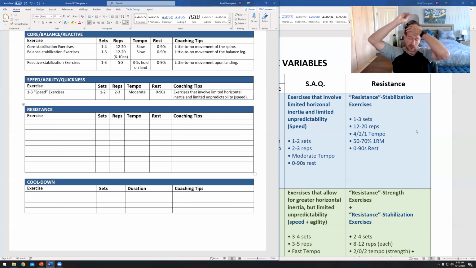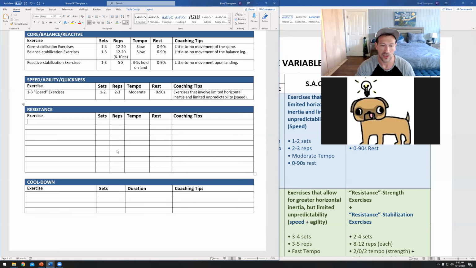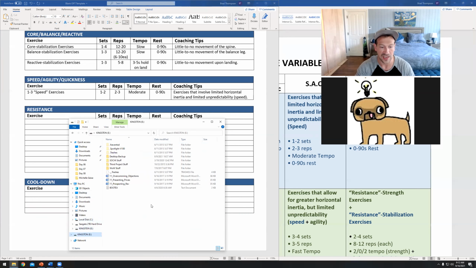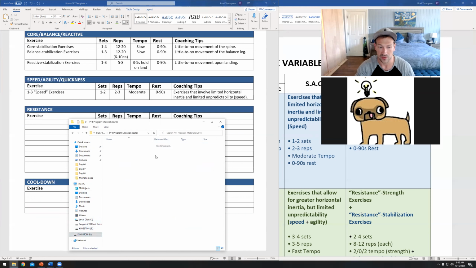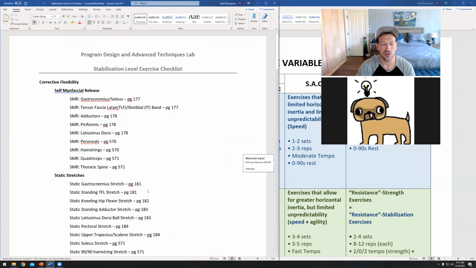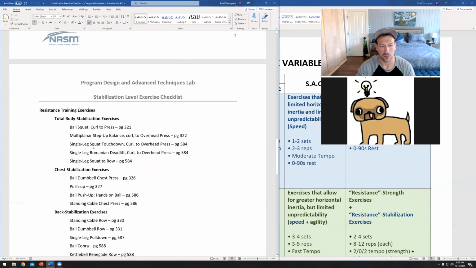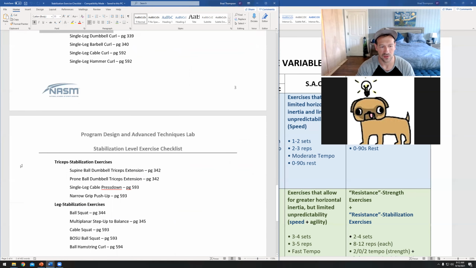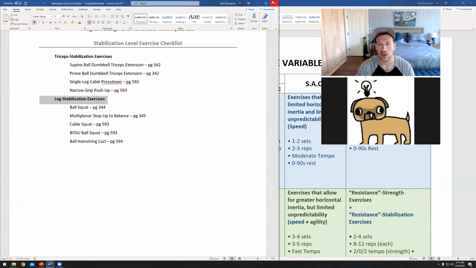So we've got a lot of different body parts that we're going to choose from. We've got 7 key categories here, right? If we go to the exercise checklists, those lists of all the exercises that are in your textbook, if you scroll down here, you can see we've got total body exercises, chest, back, shoulders, biceps, triceps, and legs, right? So we'll go ahead and put that up here.